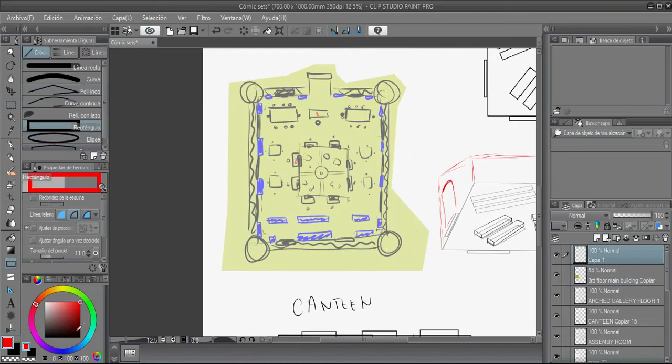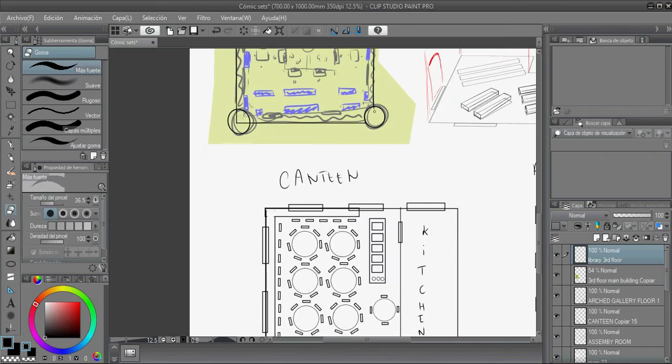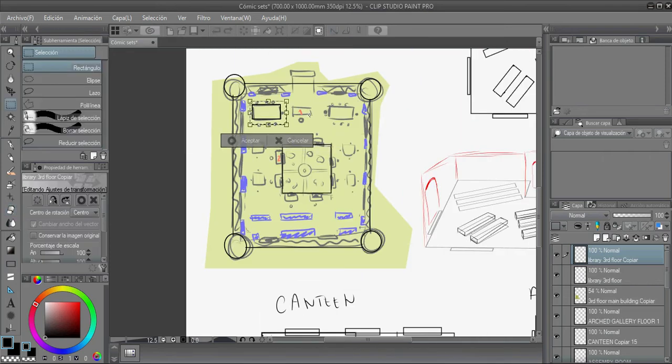This week I have been designing my settings and I have finished that, so I'll be discussing set design for comics, and in the background you can see me doing what I'm talking about. I hope you enjoy it.